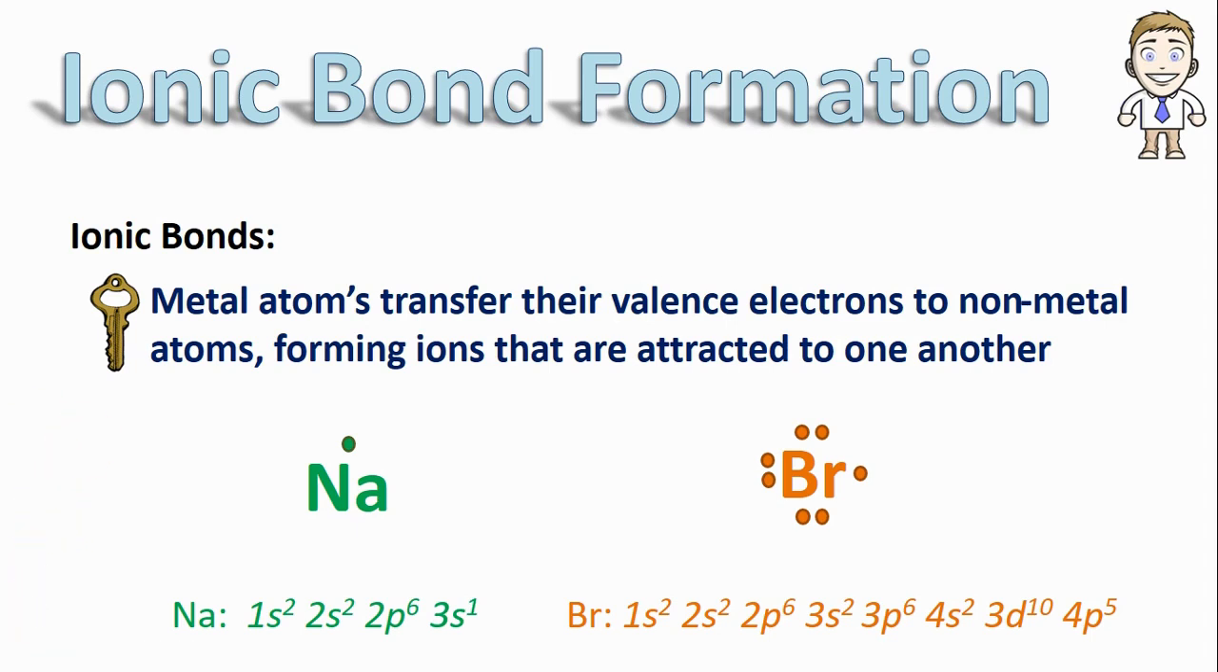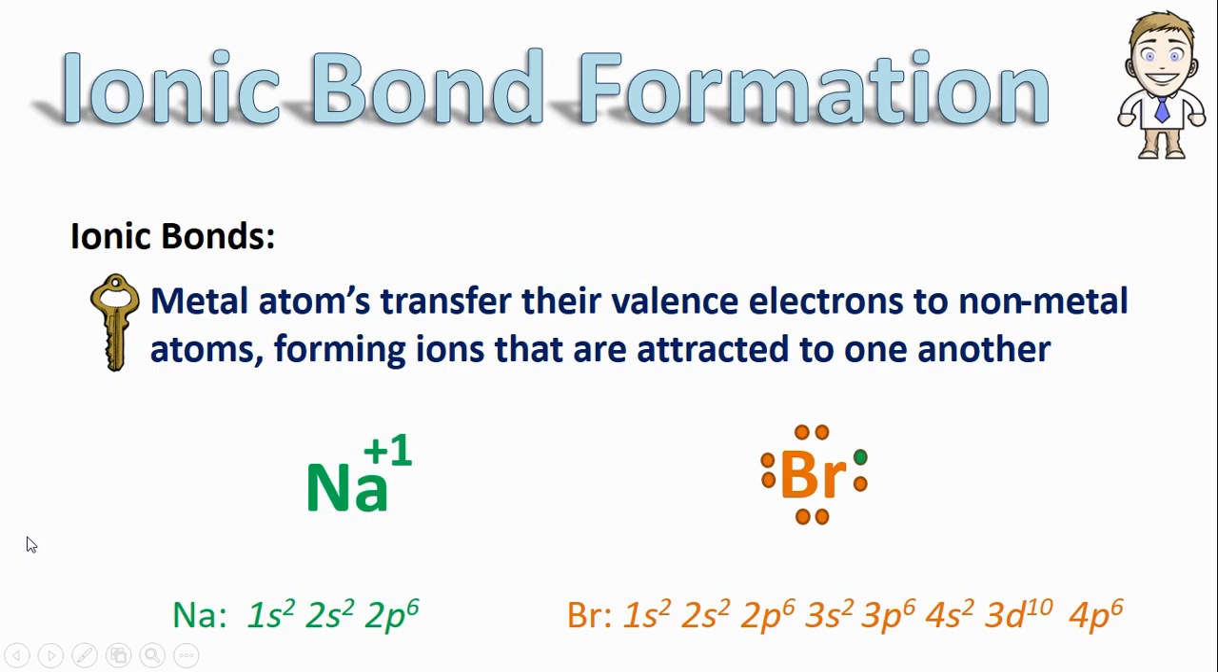So remember, this sodium atom has one extra valence it would like to lose. The bromine would like to gain an extra valence, so if a sodium atom and a bromine atom get near each other, that's exactly what they'll do. The sodium will transfer or give or donate its valence electron over to the bromine, changing the electron configurations of both atoms.